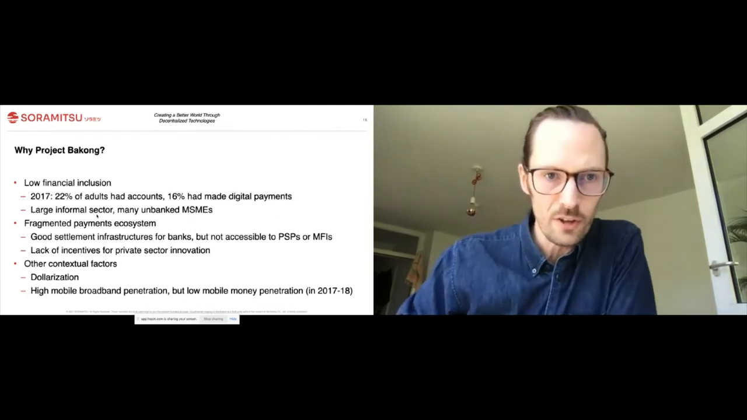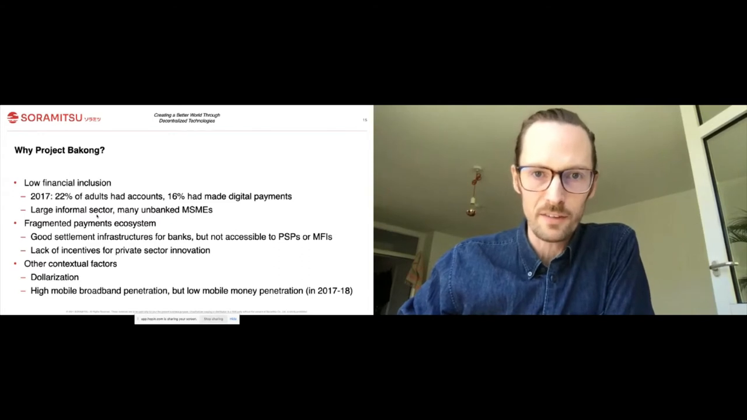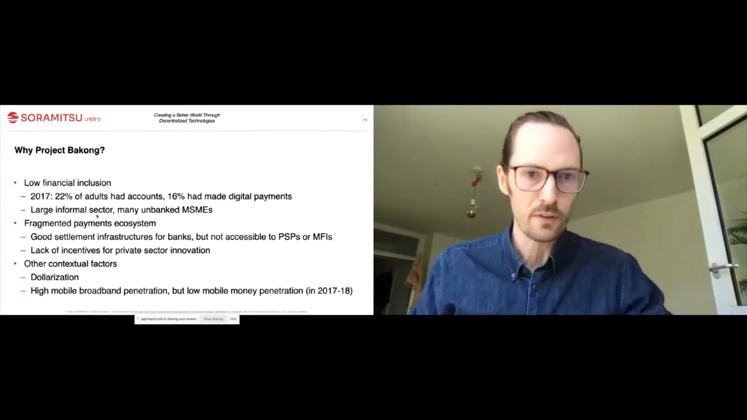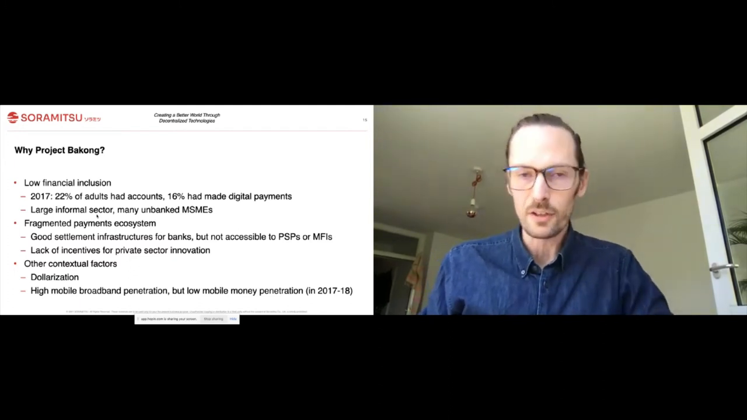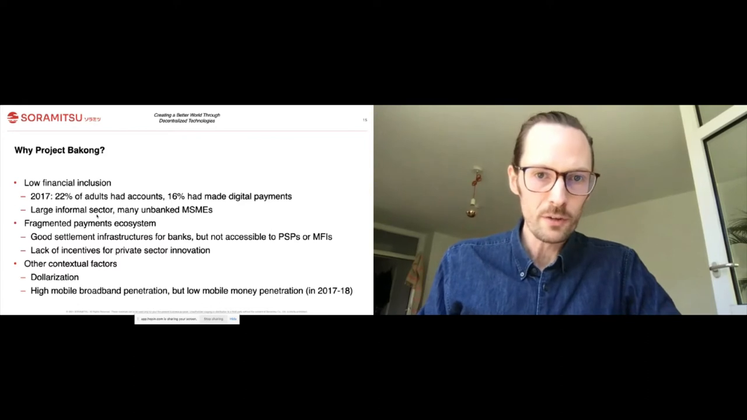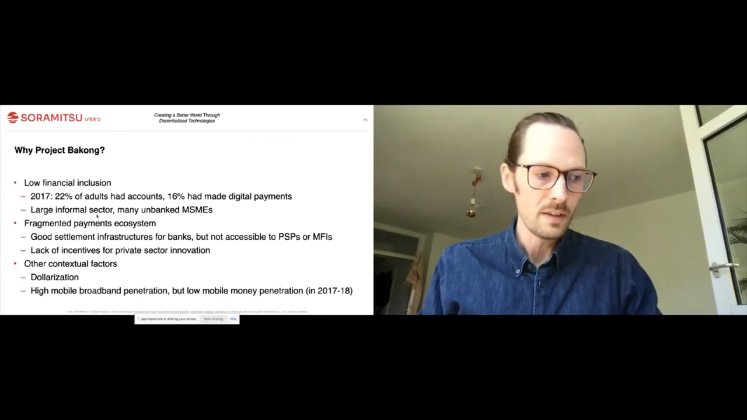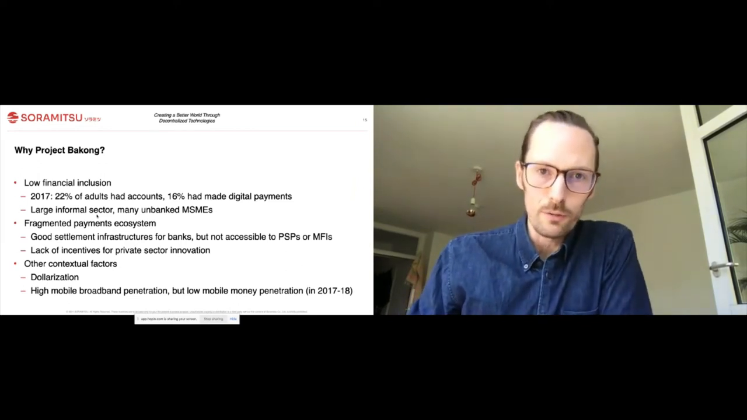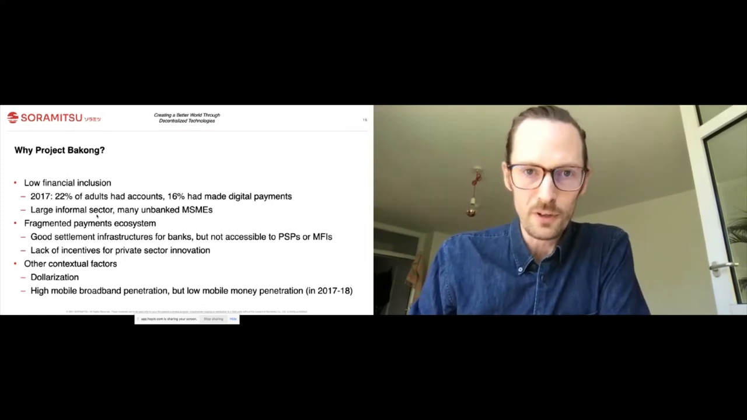There's also a very large informal sector, including many underbanked or unbanked MSMEs. And that's a problem both for MSMEs and for the Cambodian government. Obviously, it's difficult to collect taxes, but it's also difficult for these MSMEs to keep on top of trends in commerce. So for instance, when tourists come to Phnom Penh and want to use a digital payment app with local merchants, they can't.